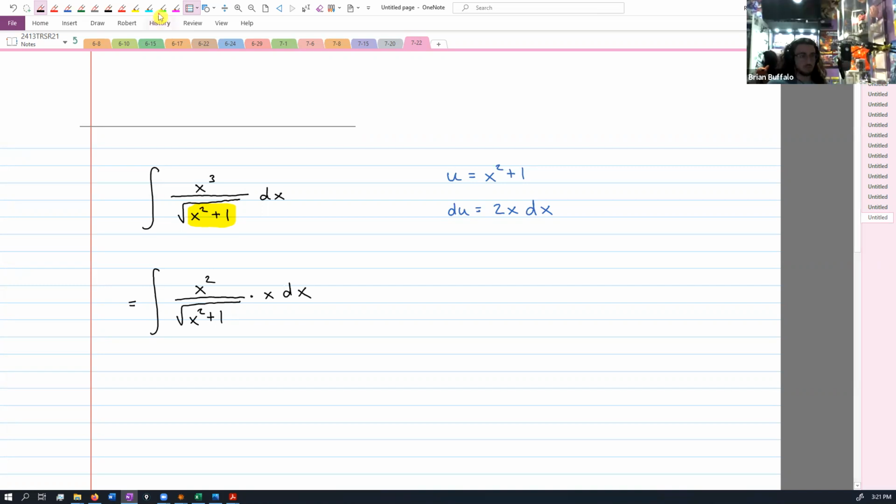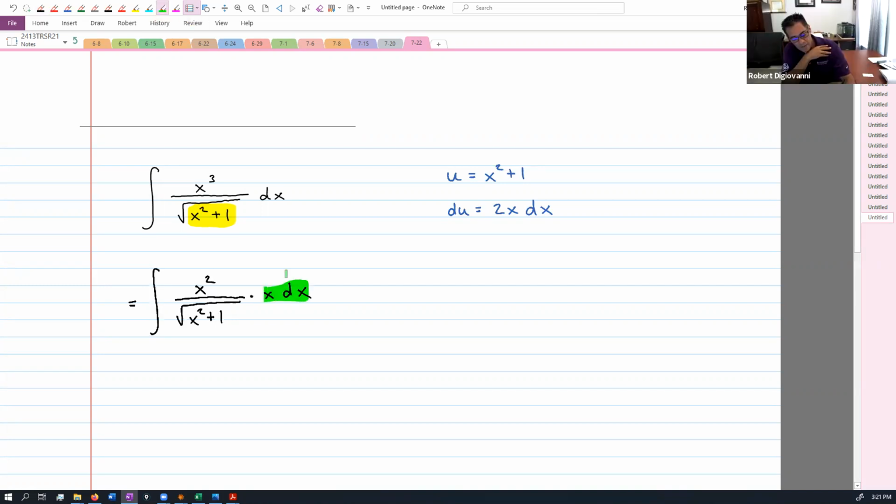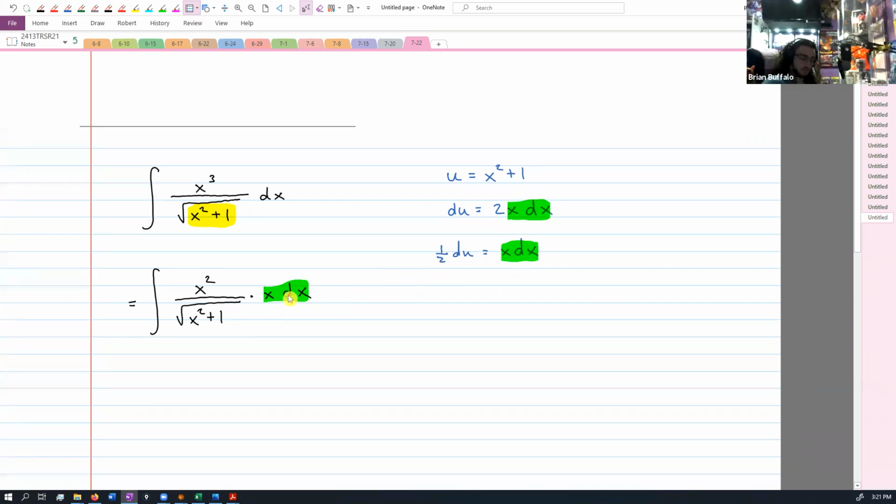But do you see now I have the x dx here and I have x dx here. I'm just off by 2, right? So let's scale both sides. Let's do 1/2 here. And that creates the x dx that we want, right? So this matches. You with me, Brian? Yes. So this right here will be replaced with 1/2 du.